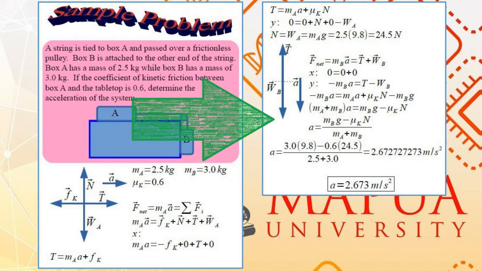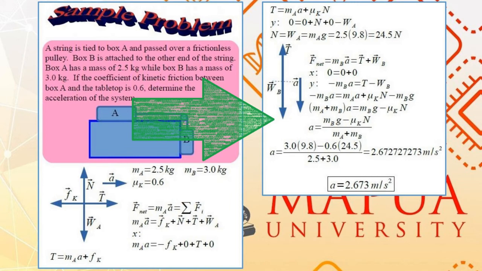Going to the y component, the acceleration is horizontal, therefore no y component, so m_A a is 0 in the y component. So you have 0 is equal to 0 plus N plus 0 minus W_A, meaning the normal force magnitude is just equal to the weight A magnitude. Weight A magnitude is m_A g. The normal force magnitude is therefore just equal to 24.5 newtons.